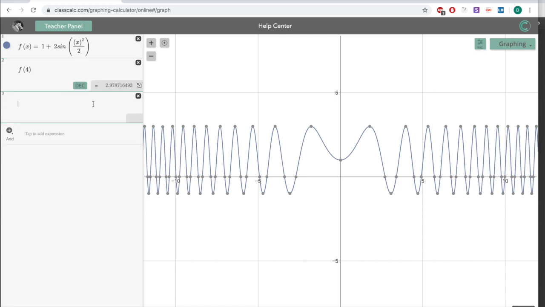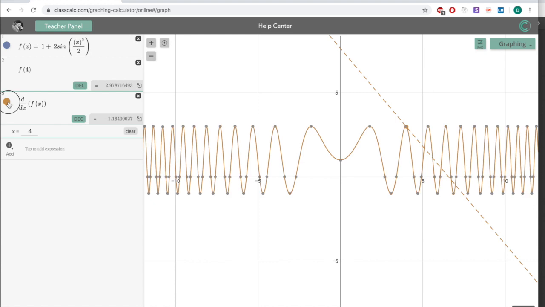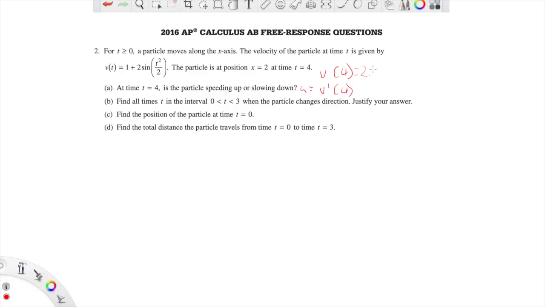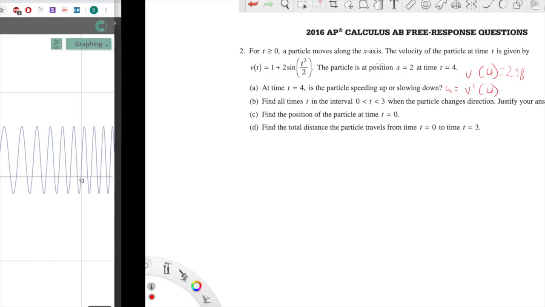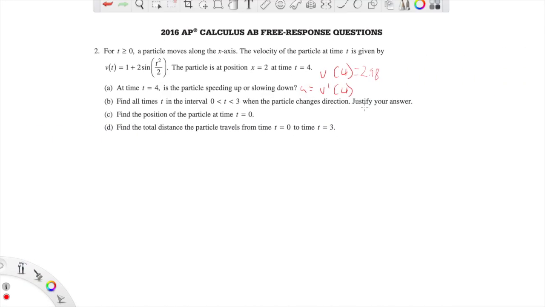And then to take the derivative, we could actually do d by dx of f of x, and then denote that we want to solve that at 4. And you can see it even gives us a slope, which is nice. And so it's going to be a positive velocity and negative acceleration, so we know that that means it's slowing down. And obviously we want to write that down, right? So 2.98 for velocity. And then for acceleration, it's negative 1.16.